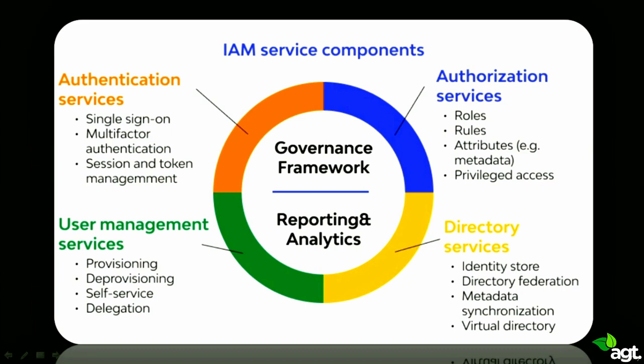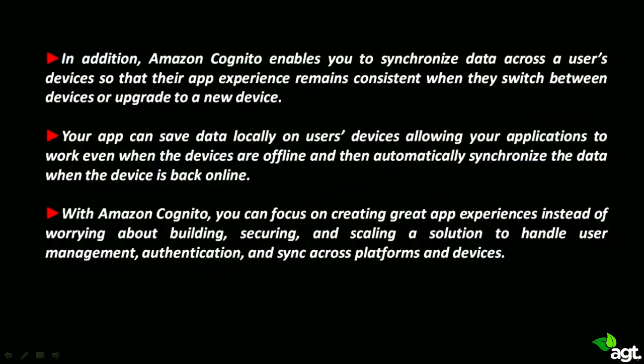As well, we need to understand that directory services are connected with the identity store, and that store level will be connected with the directory federation, metadata synchronization, and virtual directory. This is a model of IAM service components, and it starts with the governance framework and the reporting and analysis process. So Amazon Cognito includes a number of identity access and management capabilities, which I have explained here. So what about the Amazon Cognito pricing?